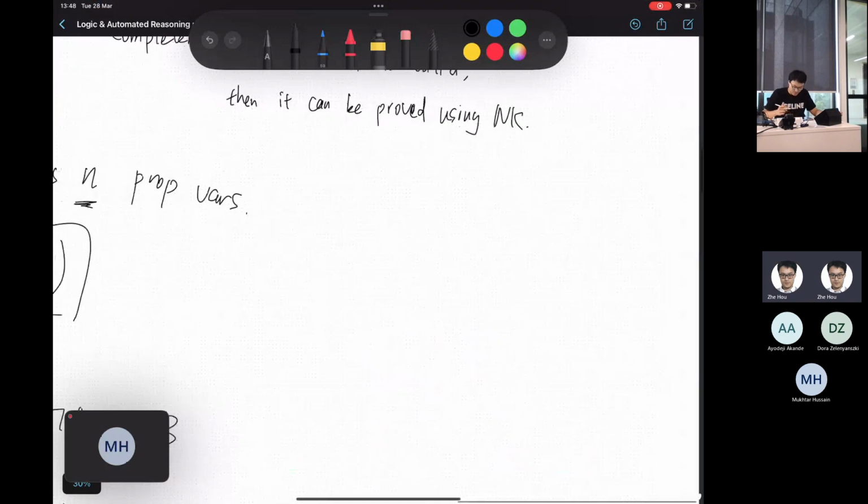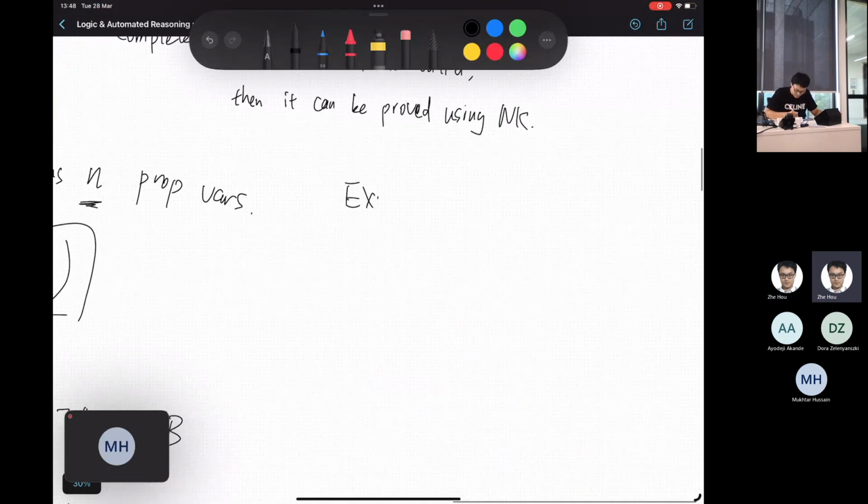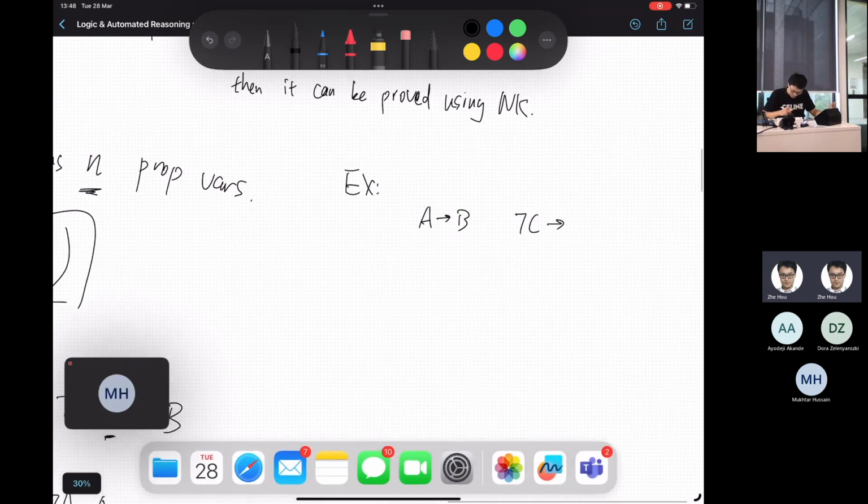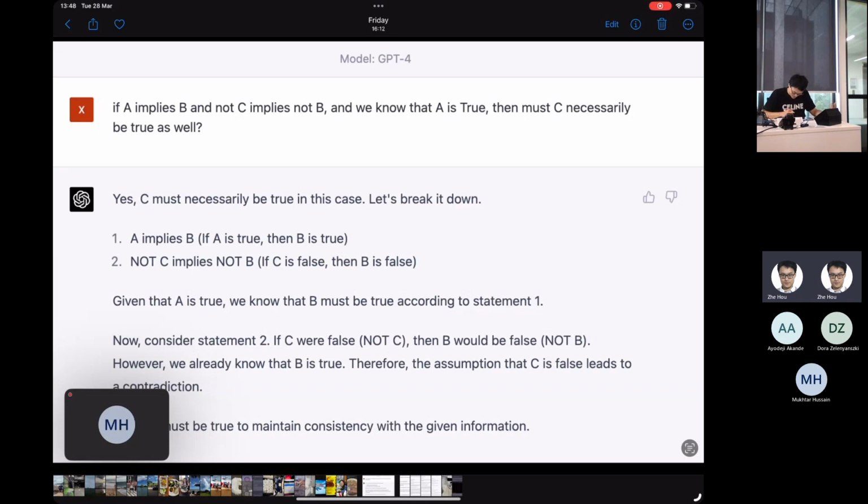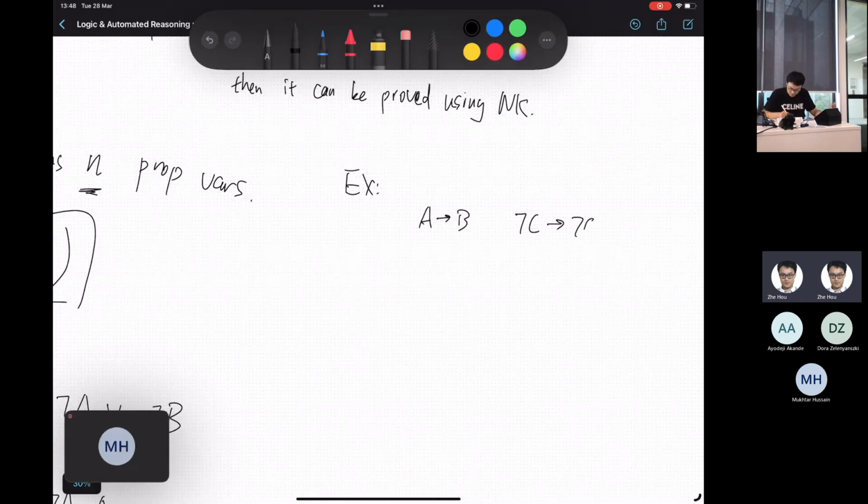So the example says A implies B. It's only about truth. And not C implies not B. And we also know that A is true. The question is: is C true? That's the question.